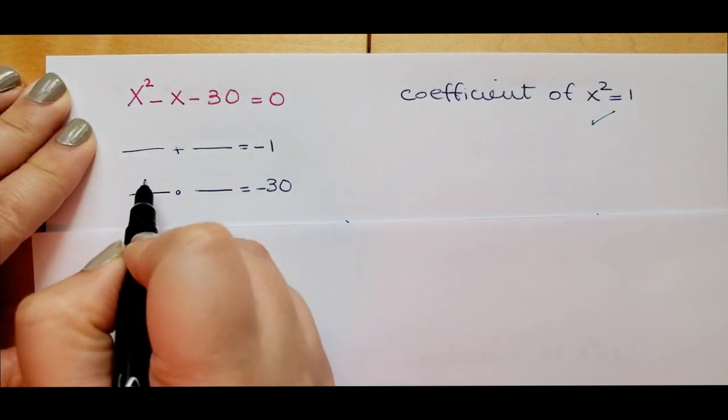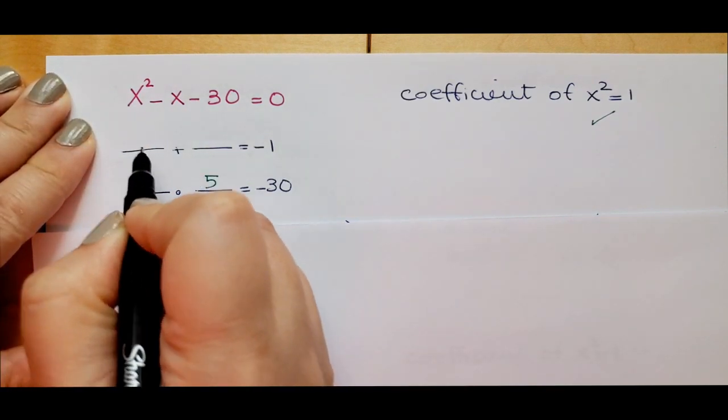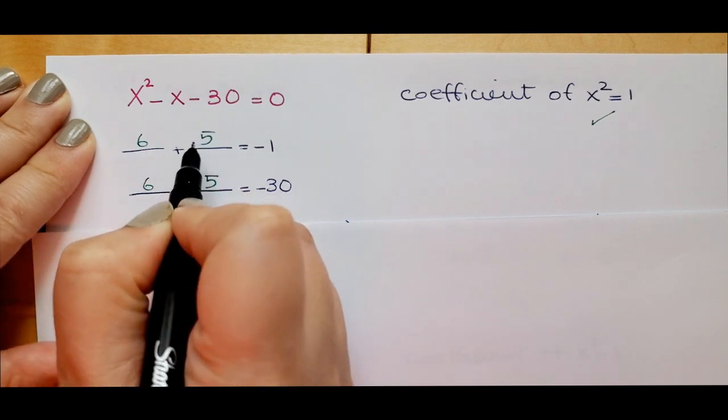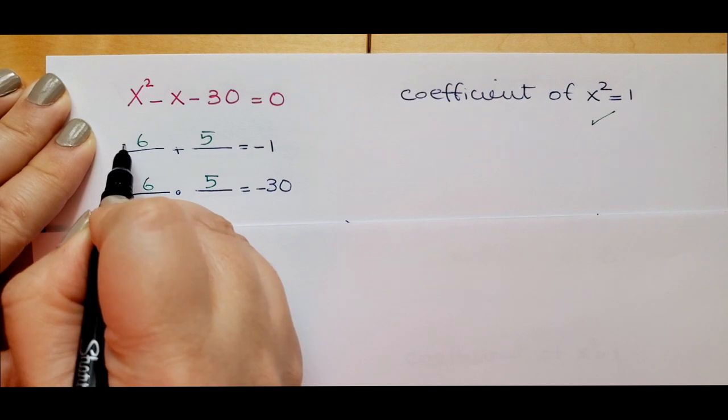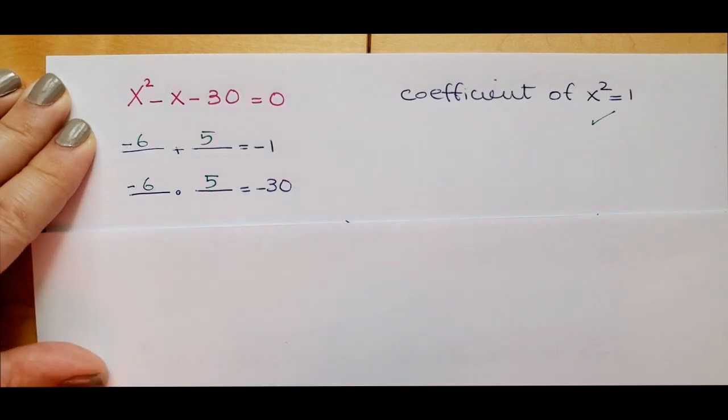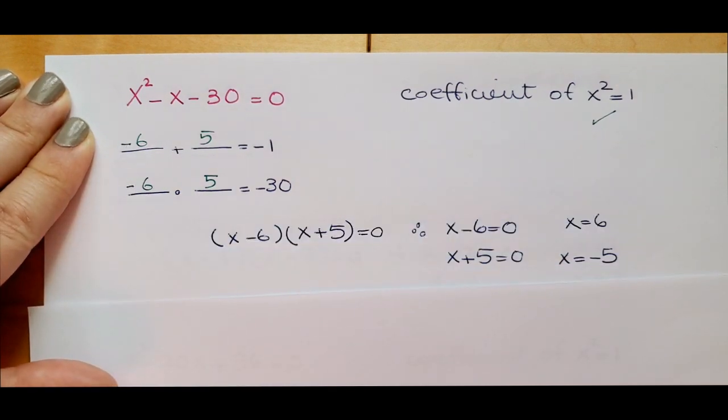So I would go with 6 and 5, but let's see what the signs are. It should add to negative 1, so I go with negative 6 and 5. So this will be factorized into x minus 6 multiplied by x plus 5 equal to 0.